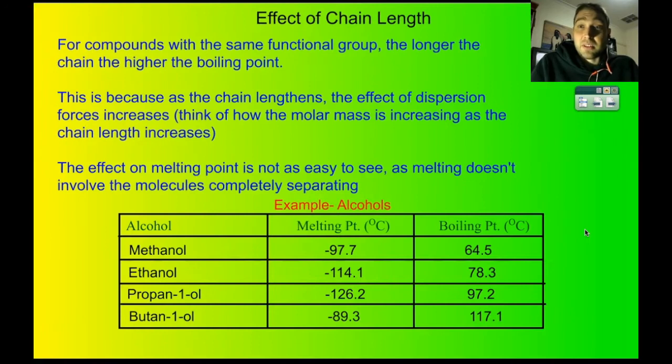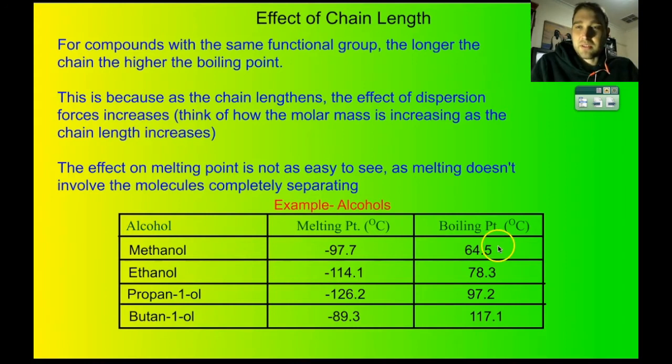So to start with, we're going to look at the effect of chain length. So we're going to use the same functional group, and all we're doing is we're adding carbons, and we're going to have a look at the effect that has on melting and boiling point. So let's start by having a look at the alcohols. So here we can see we're just adding one carbon on as we go down. So we've got 1, 2, 3, 4 carbons in our chain.